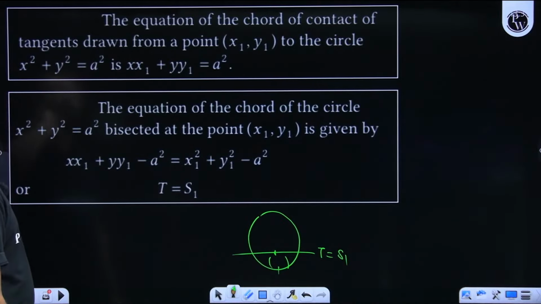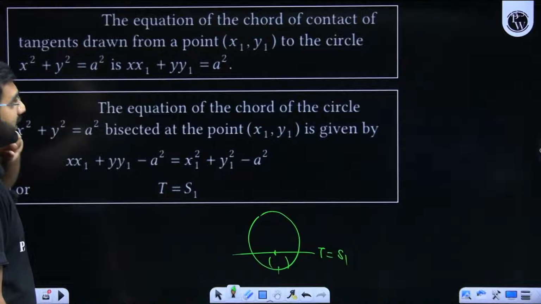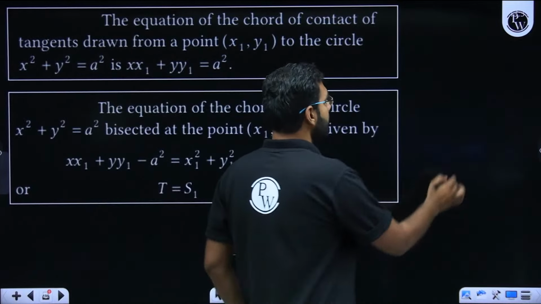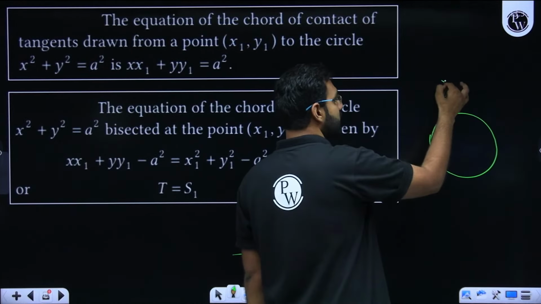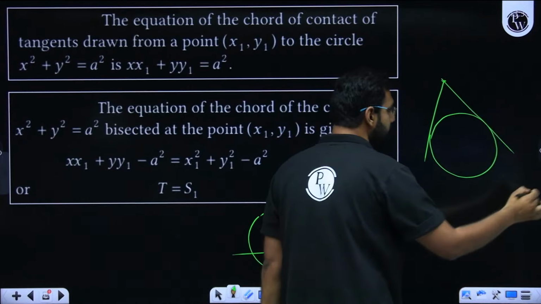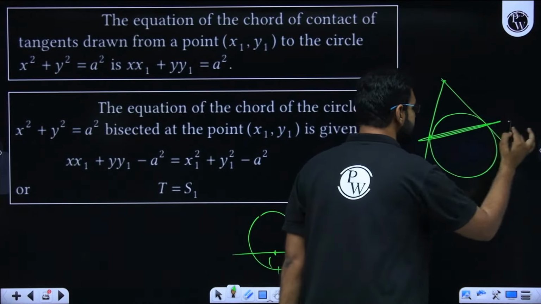But the equation of the chord of contact. So I hope you remember what chord of contact means. Let's say there is this circle. From an external point, I can draw two tangents, a pair of tangents, and where they touch the circle, joining them is the chord of contact.